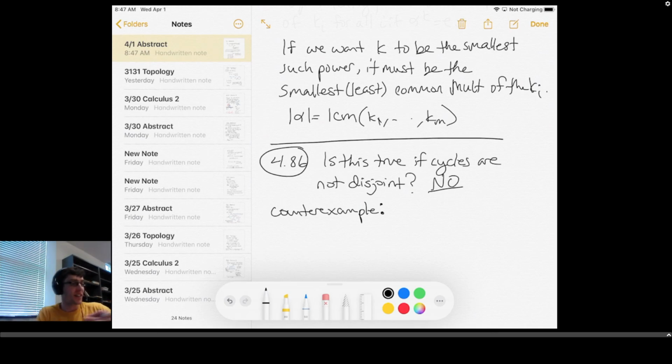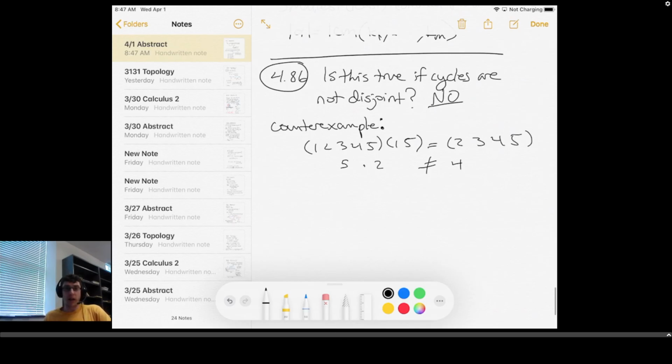$479A. You're gonna make me work, huh? Okay, yeah, that would work. So basically, you're saying 1, 2, 3, 4, 5 times 1, 5, which was 2, 3, 4, 5. So this would be 5 times 2, which is definitely not equal to 4. Yeah, so how would I find a counterexample?